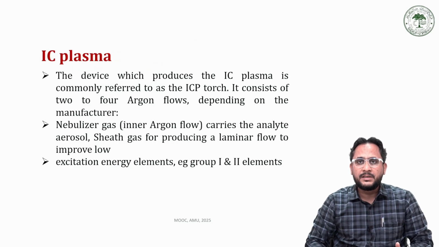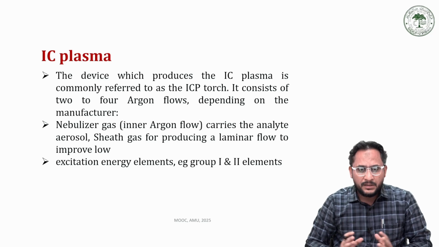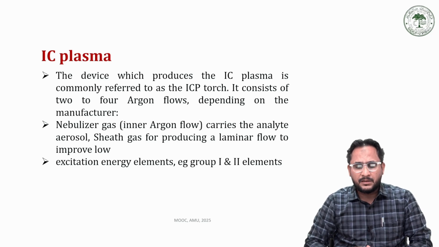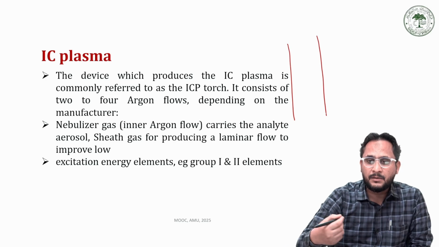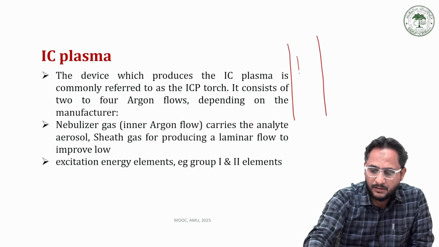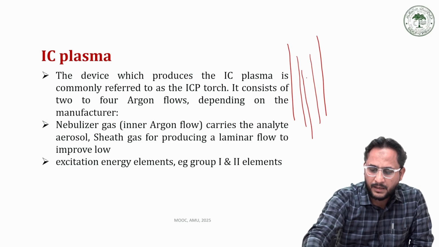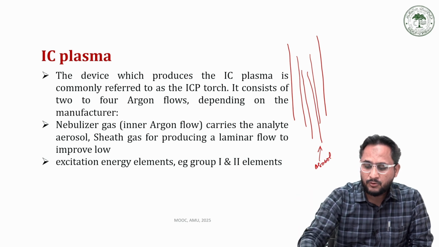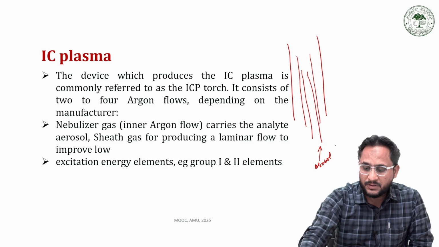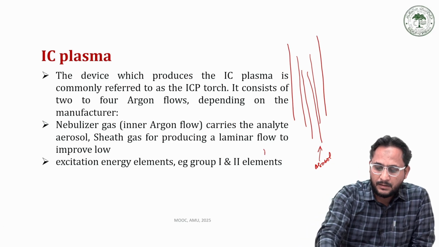Then comes the ICP source, the inductively coupled plasma source. We have already discussed it in detail. Just to give you an idea in a nutshell, it is basically a plasma source, in this case called a plasma torch, which consists of three concentric tubes, and in all these tubes we pass argon gas. In the innermost tube, the aerosol coming from the spray chamber which is connected to the nebulizer enters. This aerosol contains argon gas plus sample.